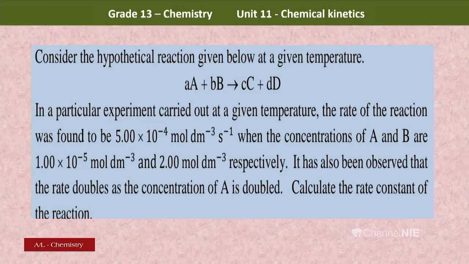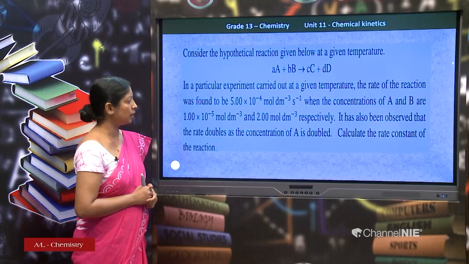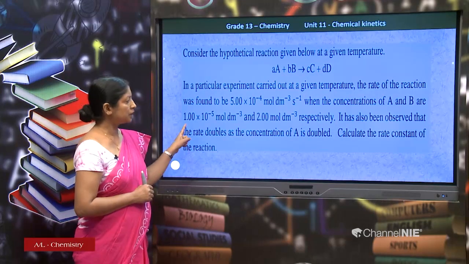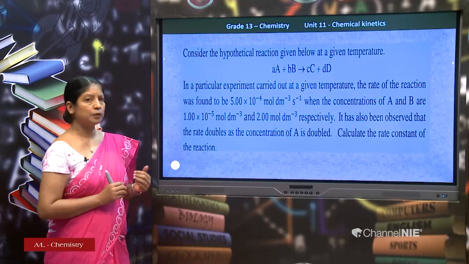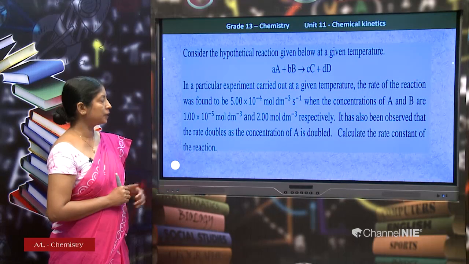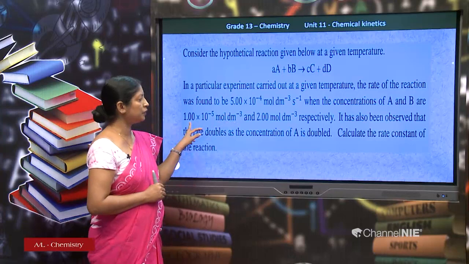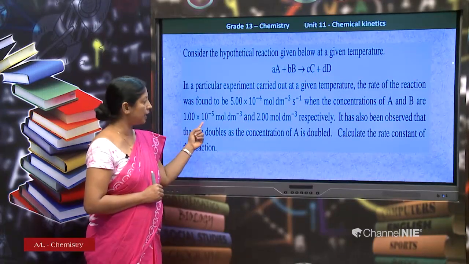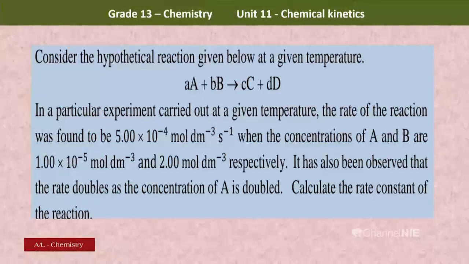Now, in the question they have mentioned the rate of the reaction is given as 5 into 10 to power minus 4, and at that time the concentrations of A and B are given. Again, what is the special feature of this one? The special feature is that in the given experimental data, the concentration of B is very much larger than the concentration of A. And they haven't mentioned the exact order with respect to A and B.